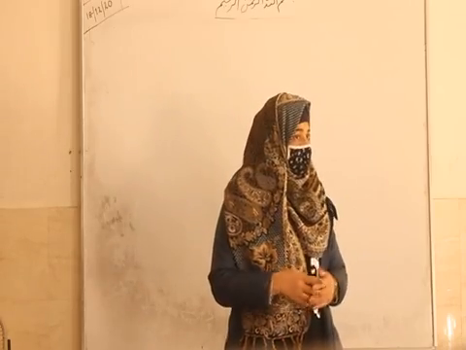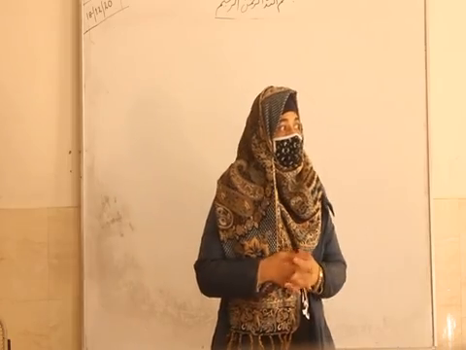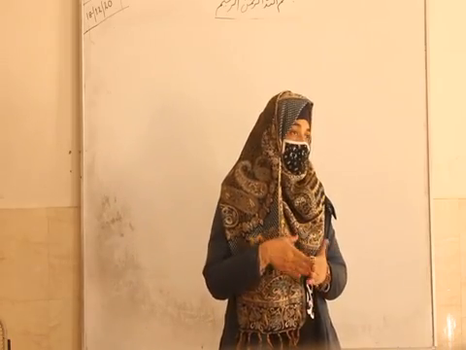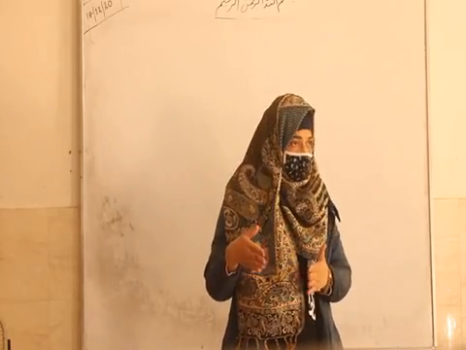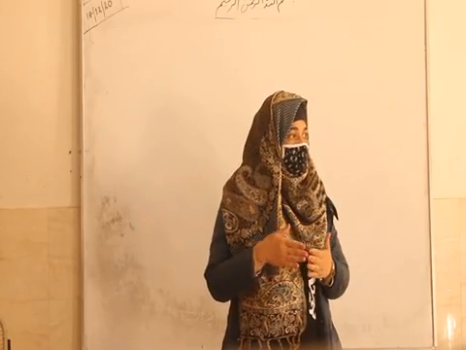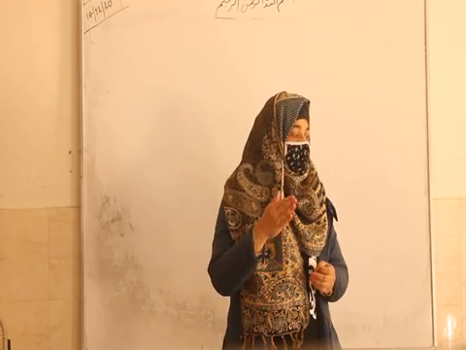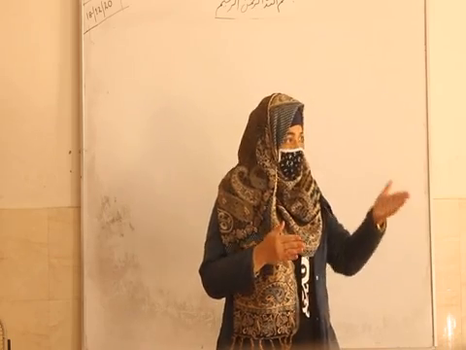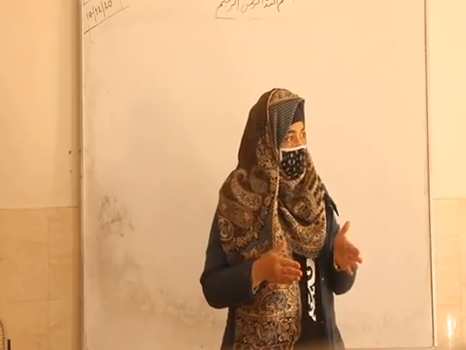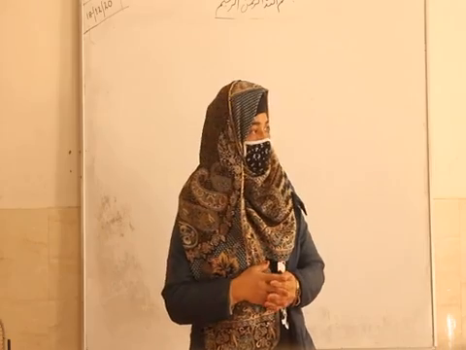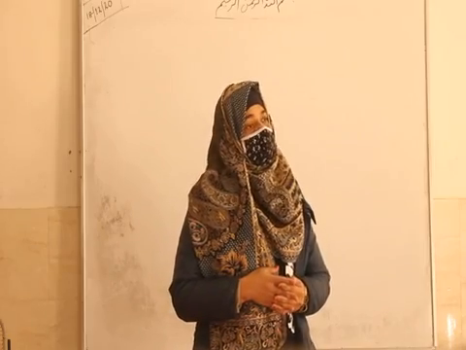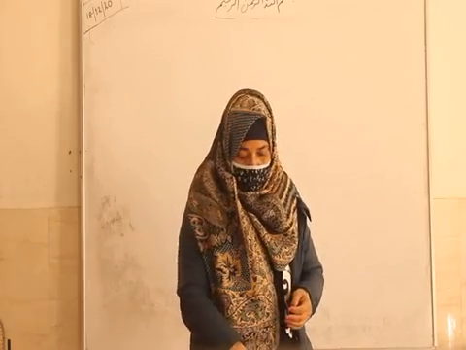Endotherms are the warm-blooded animals, and they depend on internal metabolic activities. Through metabolic activities, they regulate their internal temperature and keep the temperature constant. That's why endo means inside. So inner metabolic activities regulate the body temperature.